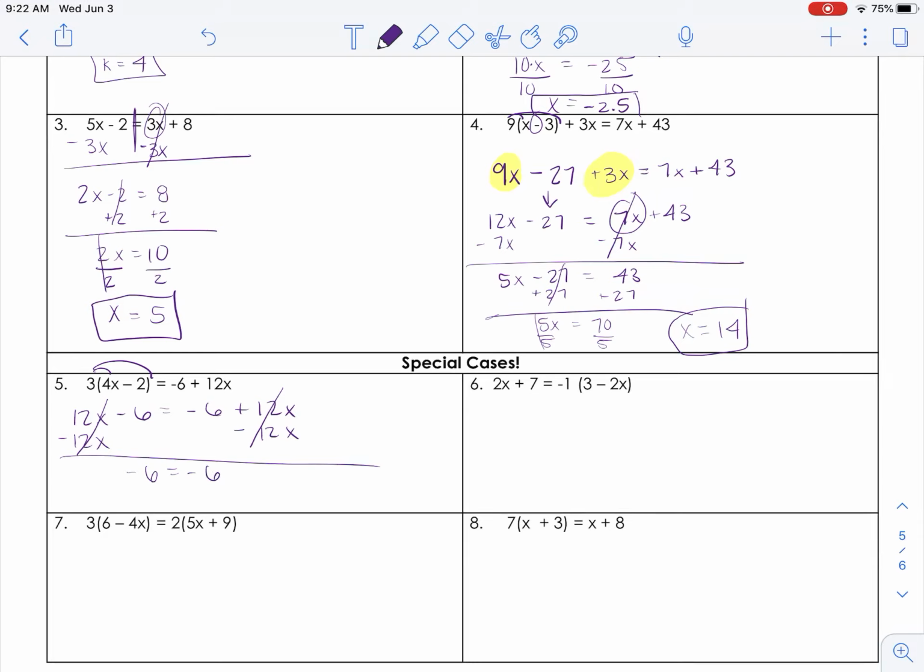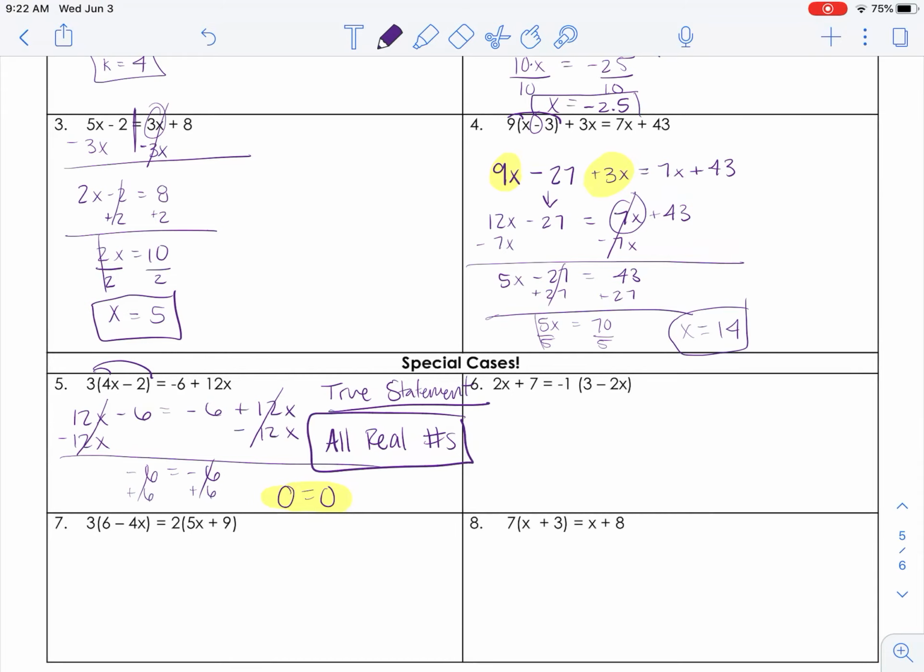If I tried to undo that negative, I would just add 6, and I end up again with 0 equals 0. So anytime we end up with a true statement, like negative 6 equals negative 6, because they are equal to each other, or 0 is equal to 0, that is a true statement. That means our answer is going to be all real numbers. So anytime you get down to the end and there's not a variable, or it says x equals x, 0 equals 0, 10 equals 10, if it's a true statement, it's all real numbers.